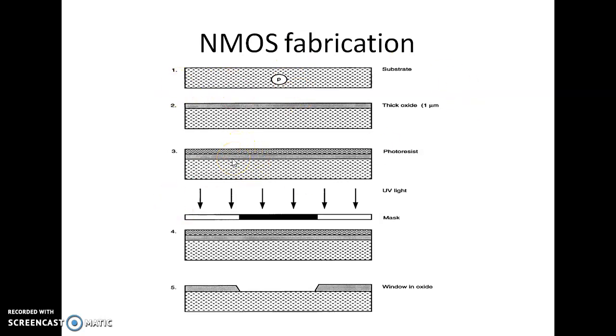Then photoresist application, the third step. The surface is now covered with a photoresist which is deposited onto the wafer and spun to achieve an even distribution of the required thickness. So this is photoresist, which is a radiation sensitive polymer. From this step onwards, photolithography takes place.